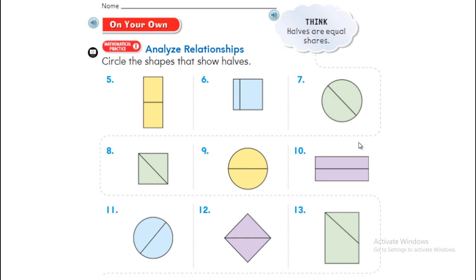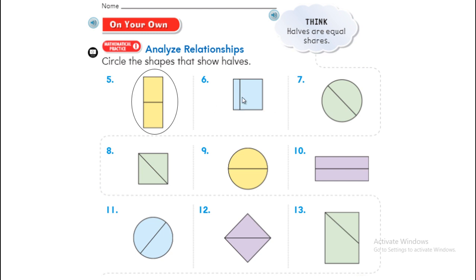And halves are equal shares. So, is this two equal parts, two equal shares? If yes, you have to circle it because it shows half. Very good. Yes, it is. How about number 6? Why not?